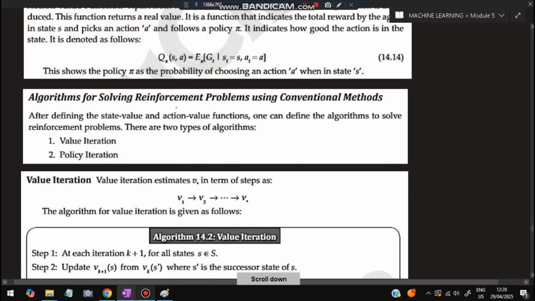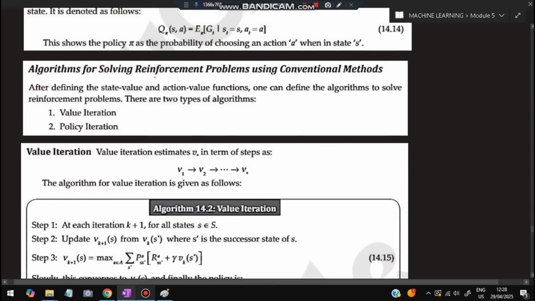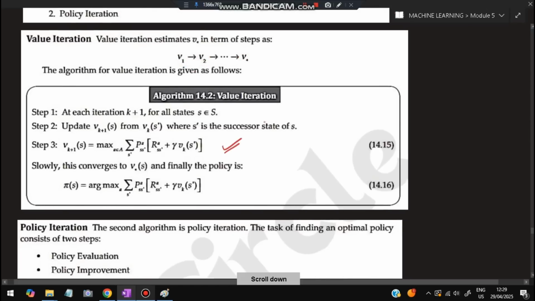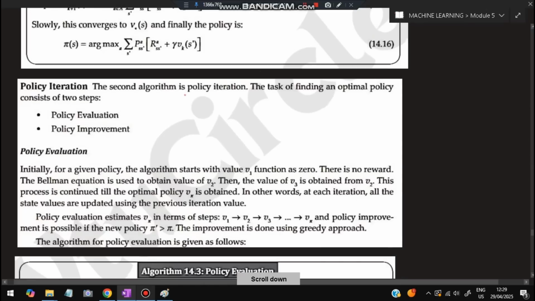Okay, now to solve the reinforcement problem using the conventional method, there are two types of algorithms: value iteration and policy iteration. In value iteration, we will be choosing each value better than the previous one, and this is the algorithm for it. Next one is policy iteration. In this, two things you have to specify: first evaluate the policy, then improve the policy. Policy means given one point of time, there are n number of options. Which option you will choose is determined by the policy. So that policy we are designing, first we will evaluate the policy, then we will improve the policy.